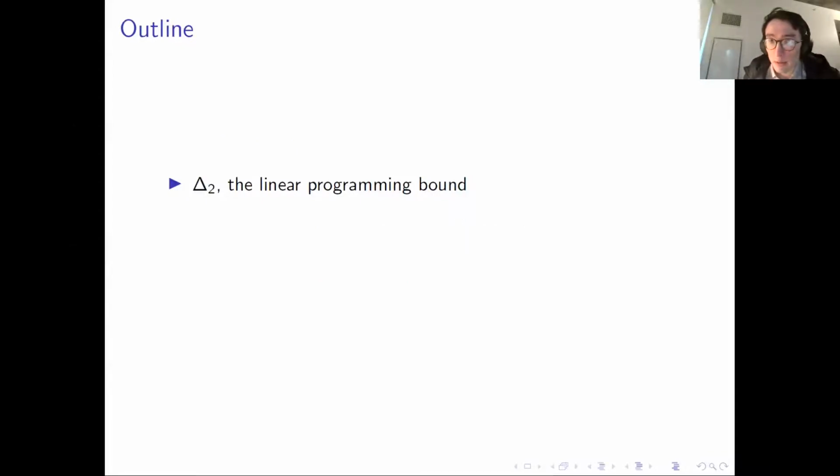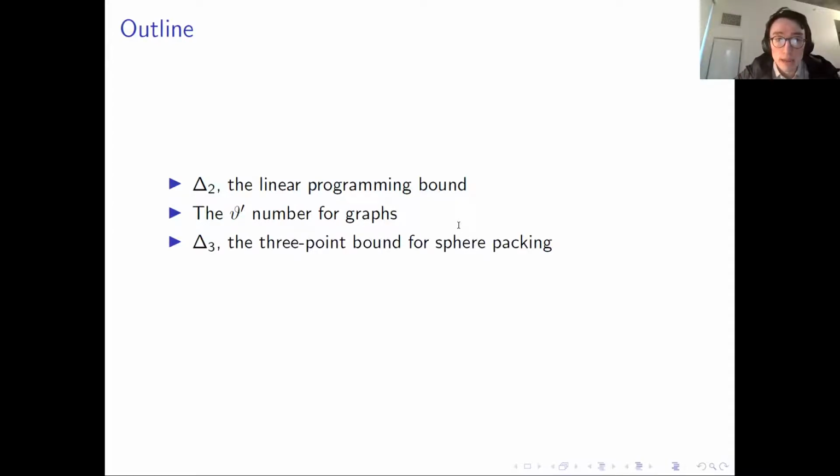So a brief outline of what I'm going to talk about. First, we're going to review something we've heard about a few times today, the linear programming bound, this time for sphere packing. Just as an introduction we'll think of that as a 2-point bound, and we're going to present a 3-point bound. And then we're going to have a brief interlude and talk about the theta prime number for graphs as a prelude to talking about the 3-point bound for sphere packing. And then finally, we'll talk about a 3-point bound for lattice packing, which is different.